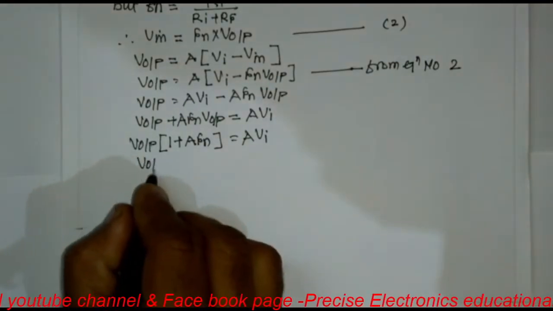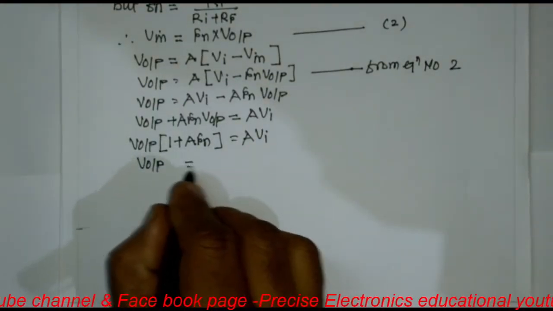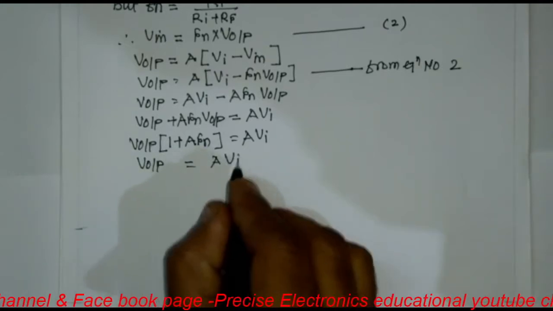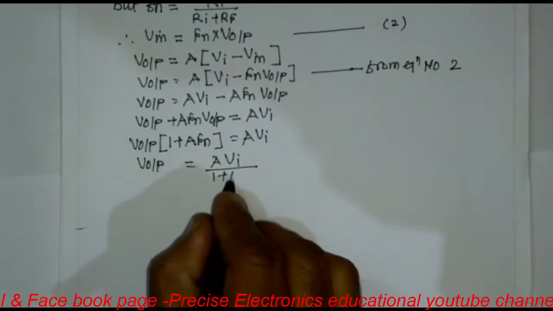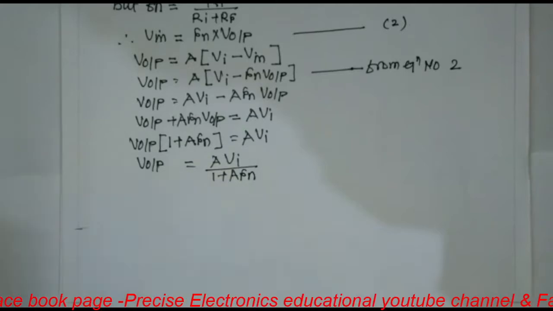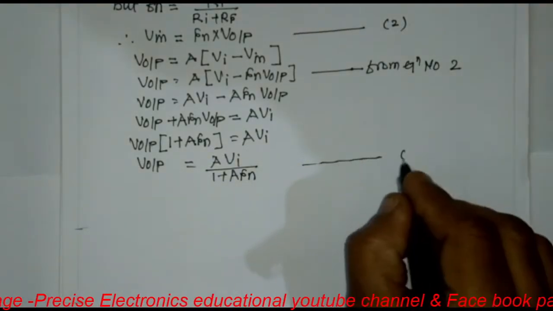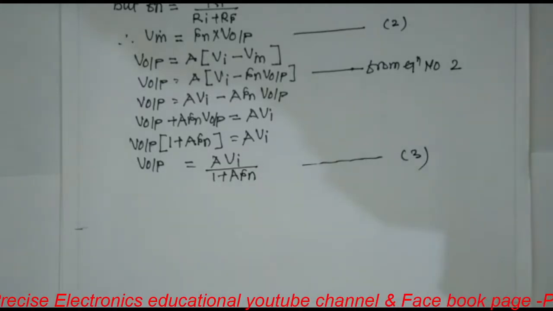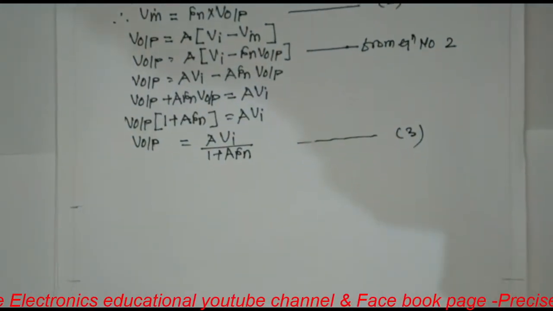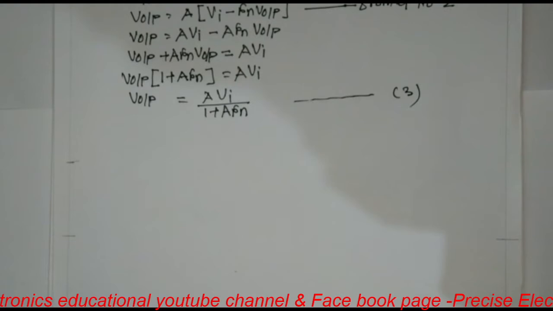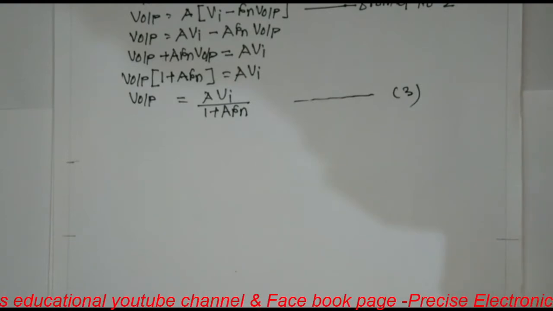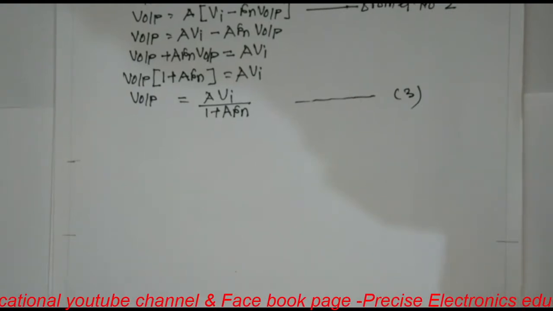Next, V output is equal to A Vi upon 1 plus A Fn. Let us consider this as equation number 3. That is our equation number 3. What is equation number 3? That is the output voltage. V output is equal to A Vi upon 1 plus A Fn.